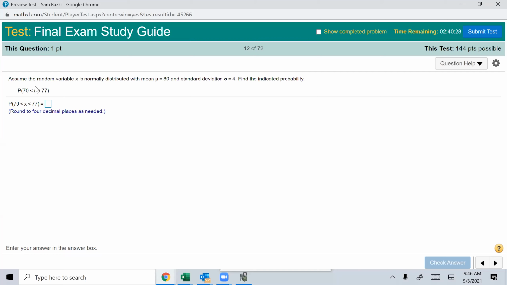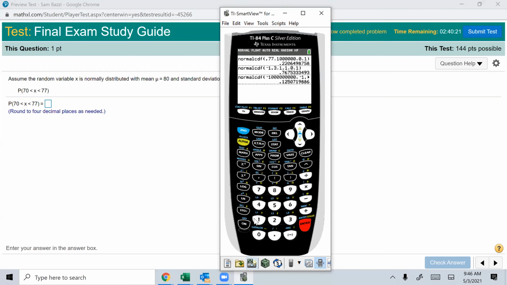Now, assume that the random variable x is normally distributed with a mean of 80 and standard deviation of 4. Find the indicated probability. This is going to change slightly, guys. So we're going to go to second, distribution, normal CDF. We don't use normal PDF, guys. It's just normal CDF. My lower bound is 70. My upper bound is 77. My mean is not 0, 1. It's about x now, and when it is about x, he has to give you a mean and a standard deviation.